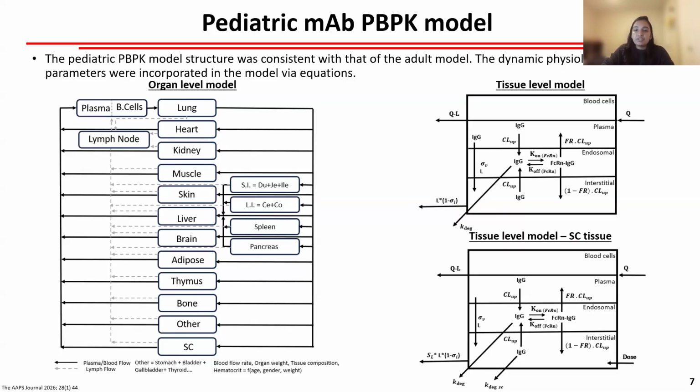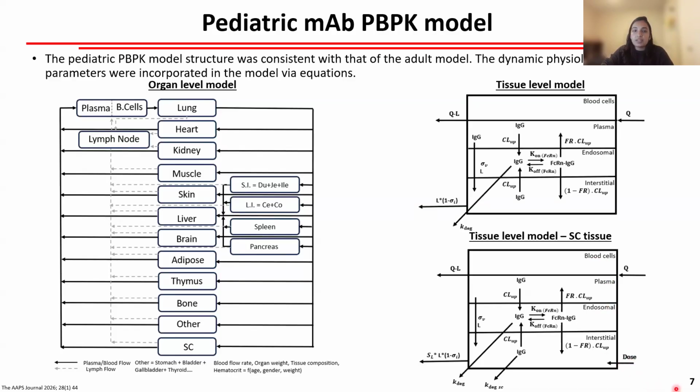The interstitial reflection coefficient represents the level of resistance that would be provided to the antibody's convection by the lymphatic openings. Now, to capture the PK of antibodies administered via subcutaneous route, the skin was divided into two parts, one the skin and the other the subcutaneous compartment. The subcutaneous tissue, like all other tissues, was also divided into four subcompartments: vascular, endosomal, interstitial, as well as the cellular compartment.